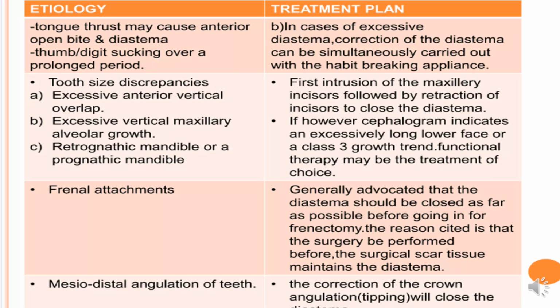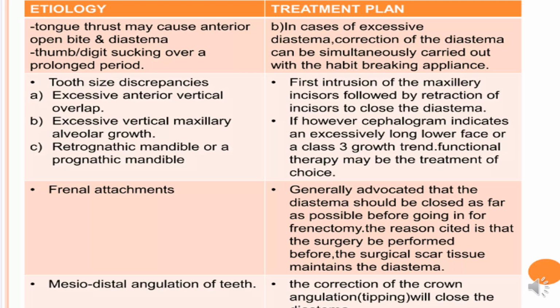In cases of tooth size discrepancies, where there is excessive anterior vertical overlap, excessive vertical maxillary alveolar growth, retrognathic mandible, or a prognathic mandible, it can be treated by first intruding the maxillary incisors, followed by retraction of the incisors to close the diastema. If, however, cephalogram indicates an excessively long lower face or a class 3 growth trend, functional therapy may be the treatment of choice.